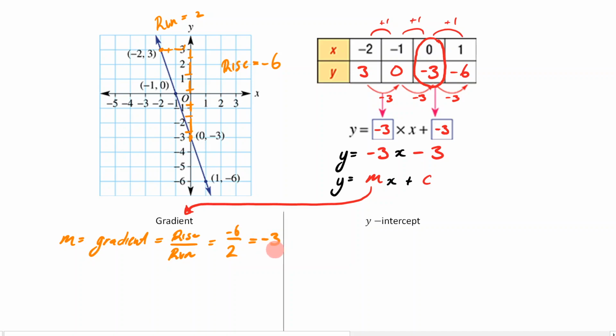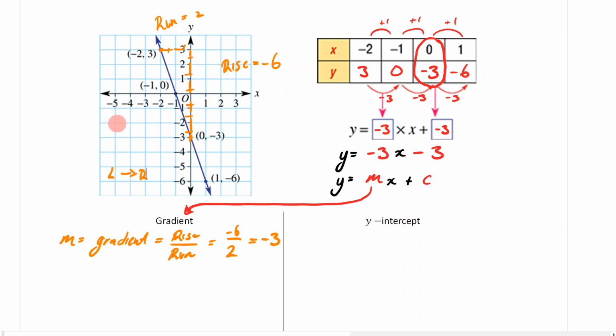I want to pause for a moment and reflect on the fact that my answer is negative and why it makes sense that it's negative. Remember in our last lesson when we spoke about positive and negative gradients, what we said is what you want to do is look left to right of your graph and see whether or not it's going up or down.